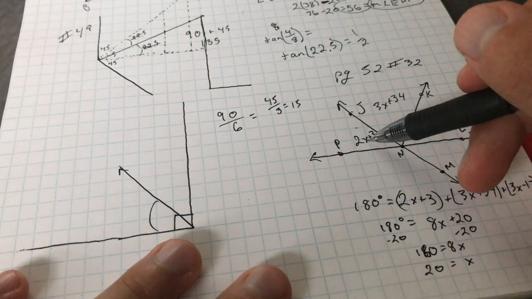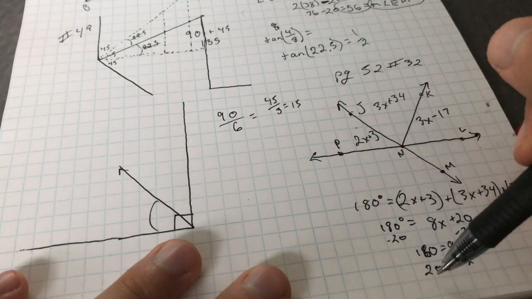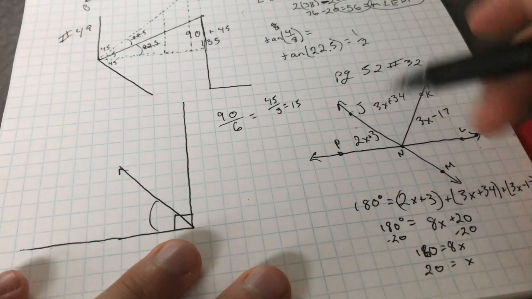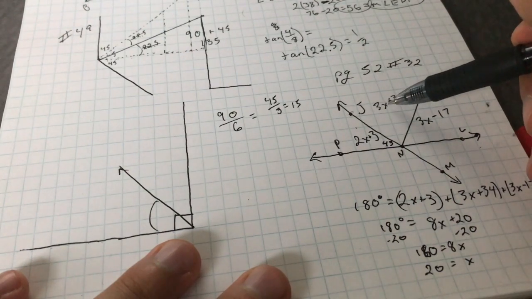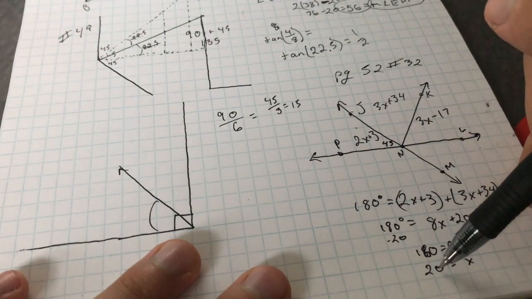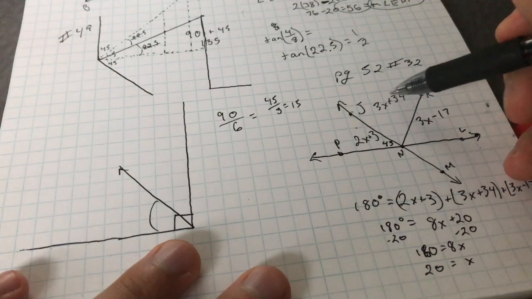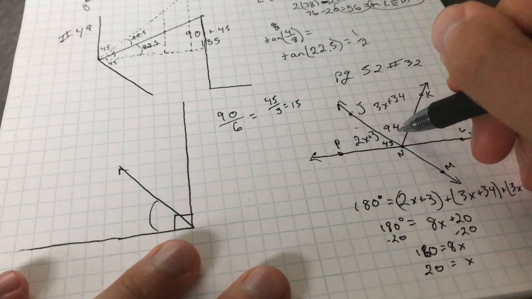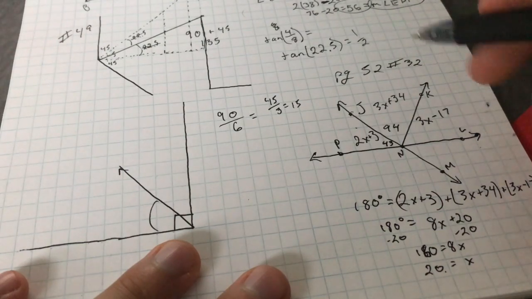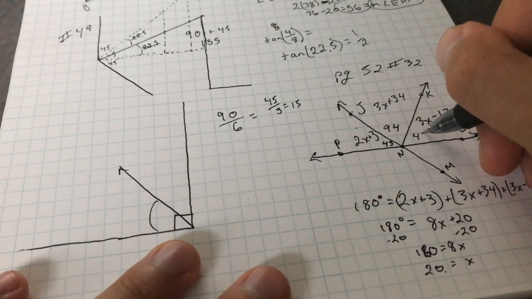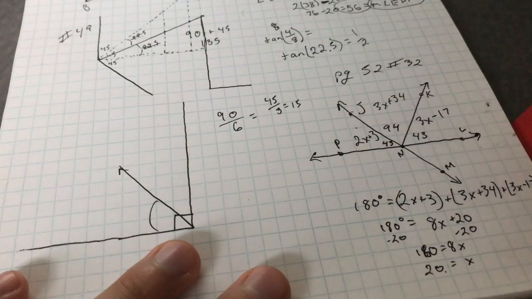Now, put 20 into x. 2 times 20 is 40. 40 plus 3 is 43 degrees. 3x, so 3 times 20 is 60. 60 plus 34 is 94. 3 times x, or 60 minus 17. 60 minus 10 is 50. Minus 7 is 43. Interesting, so these are equal.